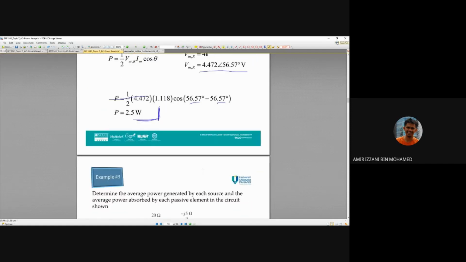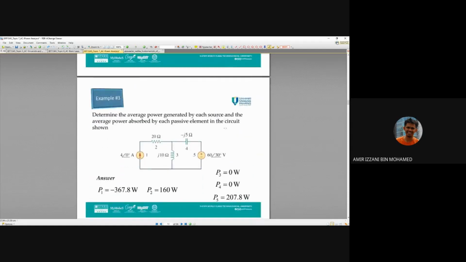You can try this example 3 as well. Determine the average power generated by each source and the average power absorbed by each passive element in the circuit. We have two sources here, a current source and a voltage source. You can try to do this. The answer is available at the bottom here.